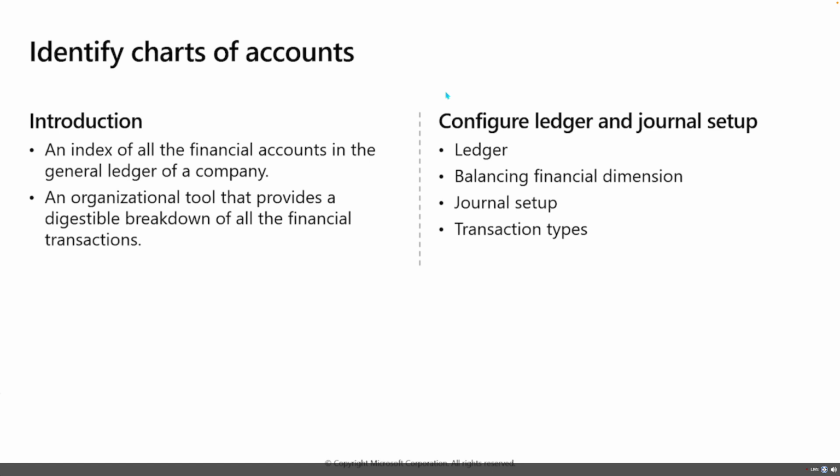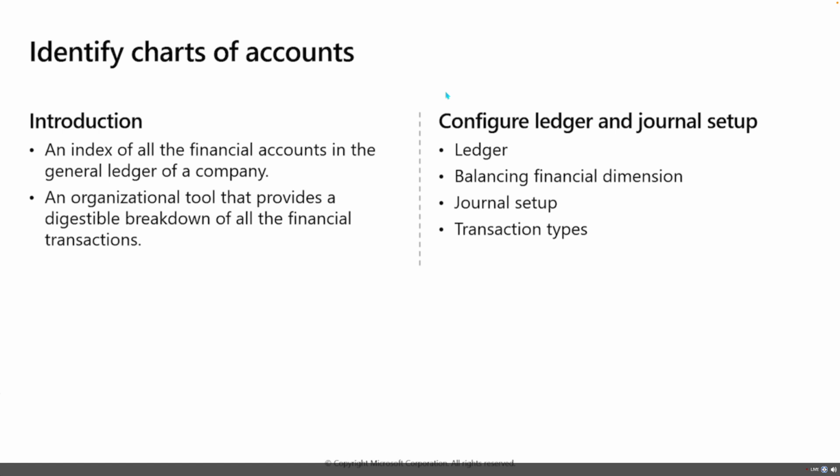Now to add on to that, for each of the legal entities, there is one general ledger, and this can be linked to one chart of accounts. So to recap, we have the legal entity, which is the company. It'll have one ledger, and each ledger can be linked to one chart of accounts.